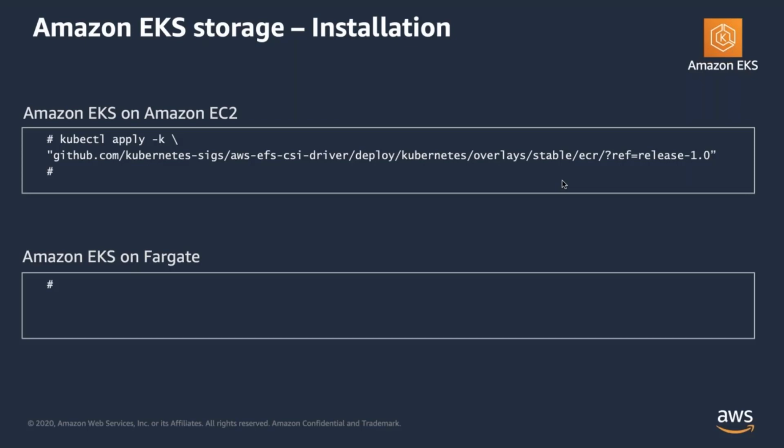Before we do, in some cases, you would install the EFS CSI driver. So if you're running EKS using a group of your own EC2 instances, there's just a single command that you use to load that driver. If you're using EKS on Fargate, the installation is taken care of for you. Nothing to do there.